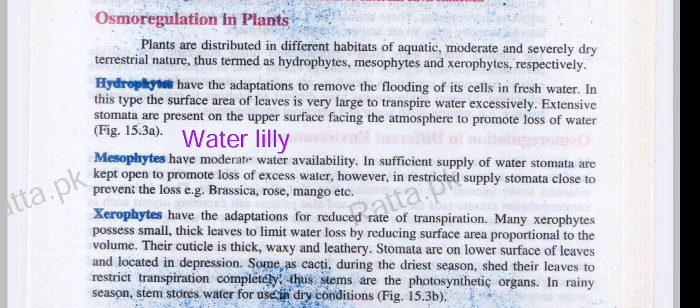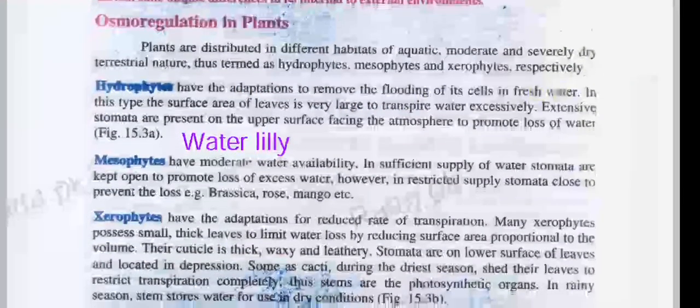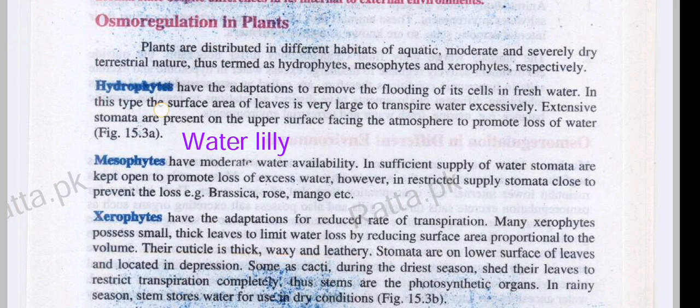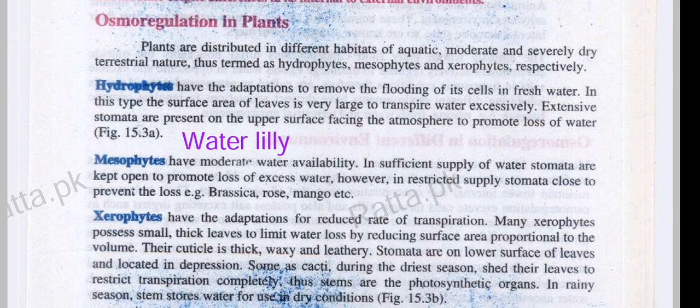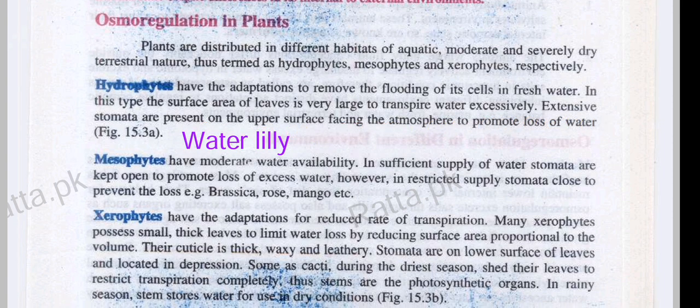There are a large number of stomata, and a large, broad surface area of the leaf for a greater rate of evaporation. These are the changes which are present only in the hydrophytes. The problem is excess water, and they have to remove it. So the hydrophytes have the adaptation to remove the flooding of their cells in fresh water. In this type, the surface area of the leaves is very large to transpire water excessively. Extensive stomata are present on the upper surface facing the atmosphere to promote the loss of water. Water lily is an example.